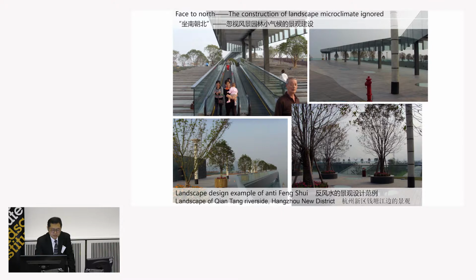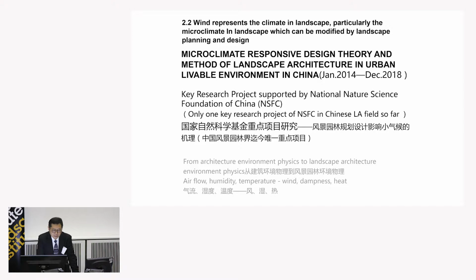So a large project happened in Hangzhou. Also, it's kind of an example of anti-feng shui. So that's why we think we need to change the situation. We need to make an analysis of the feng.